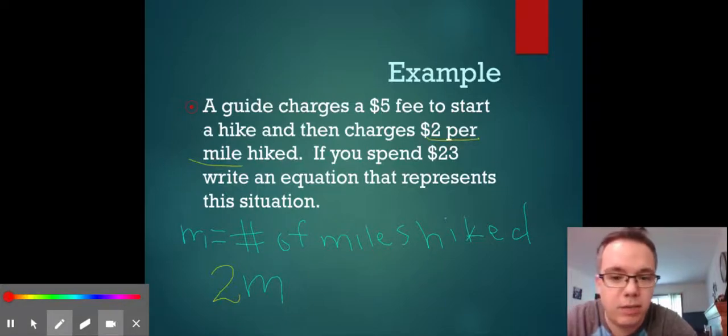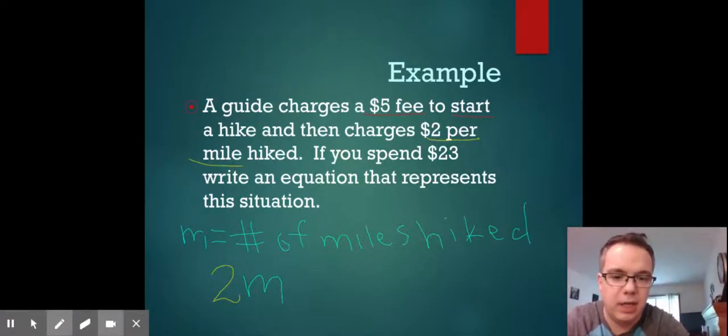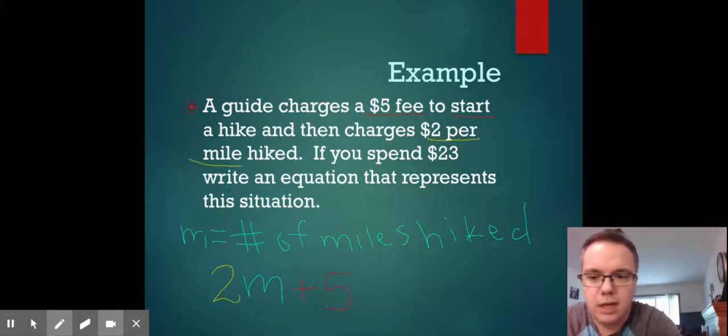Now I'm going to go back through my problem and try to find a one-time charge or one-time fee or something that starts us off. It says a guide charges $5 to start. So since we start with a $5 fee, we're going to add that on. So we have to pay $2 per mile times our miles, so that gets us some money, and our $5.